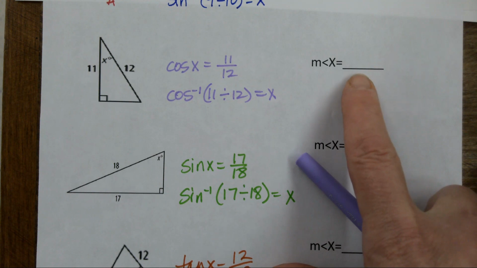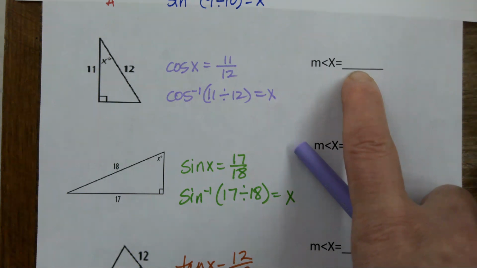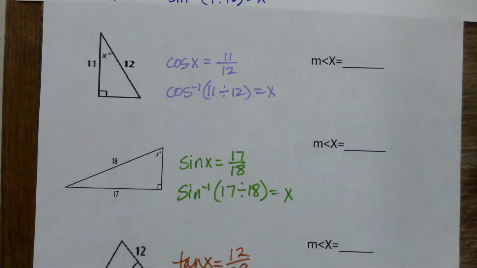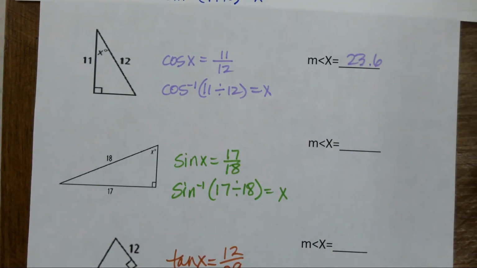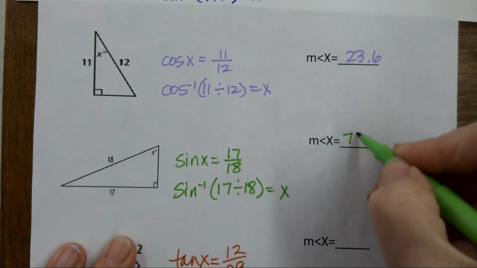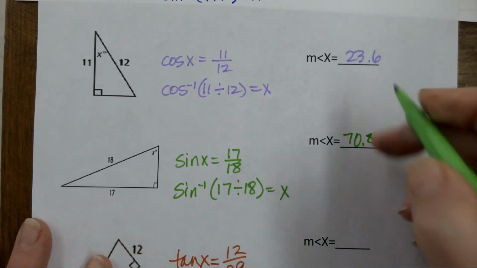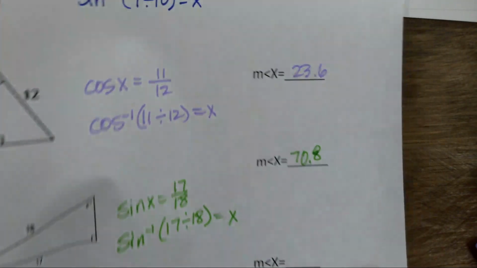Can we get an agreement on an answer for cosine inverse of 11 divided by 12? What do we get? 23.6. Does anybody else agree with that? 23.6. We all agree? Great. How about the next one? The sine inverse of 17 divided by 18. Bring it. 70.8. I see some head nods. Sorry. 70.8. That's supposed to be an 8. Good? Okay.